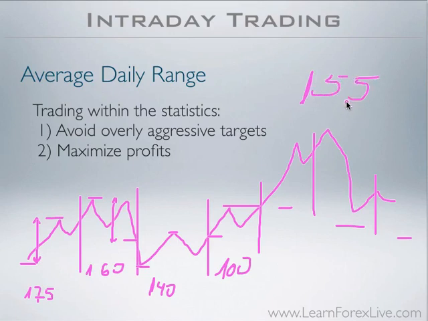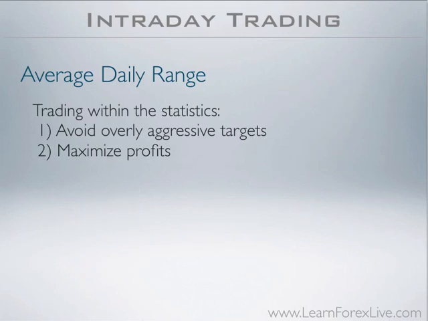Well, now we know that from a statistical point of view, we can expect that particular currency pair to move 155 pips on average. Well, maybe a little bit more, maybe a little bit less. Obviously, this is just a statistic, but at any rate, you know that it should be somewhere in the neighborhood of 155 pips. And again, now that we have that piece of information, what is it good for?